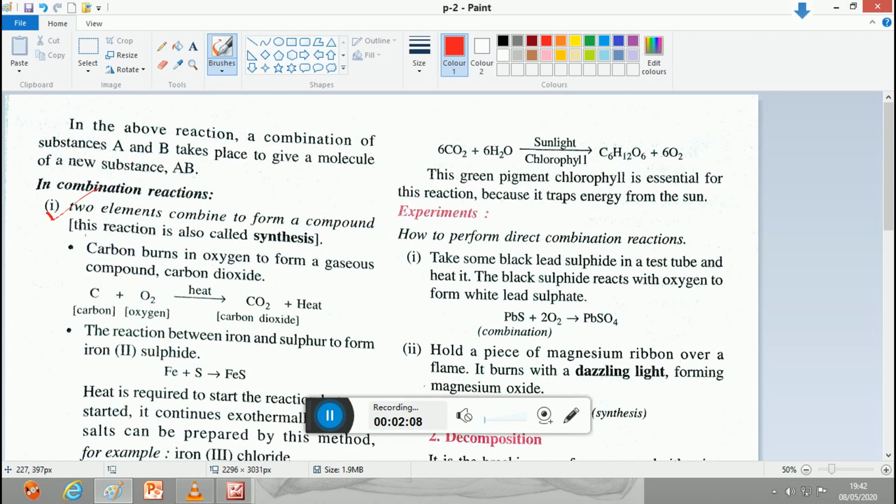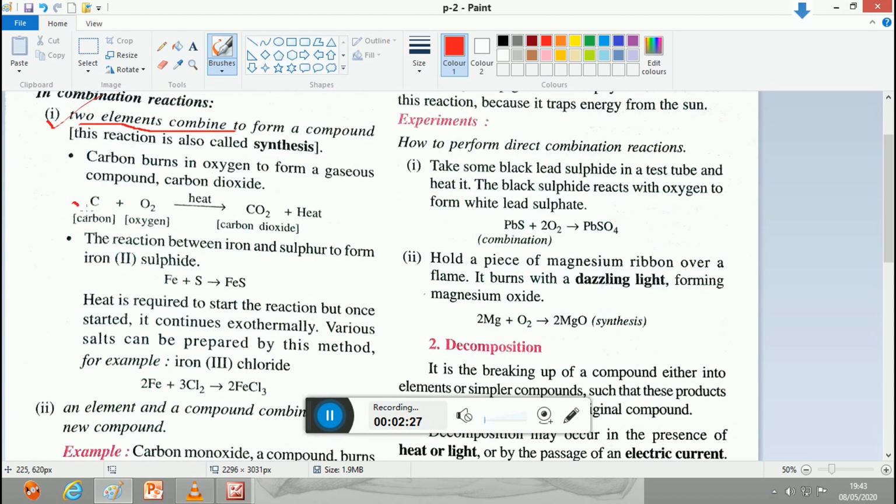First one, when two elements combine. Combination reactions can be classified into different categories. First is when elements combine. For example, carbon and oxygen combine to form carbon dioxide. This is an exothermic reaction.